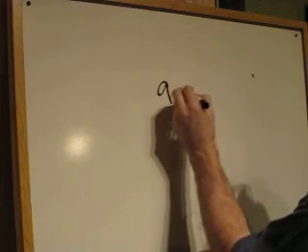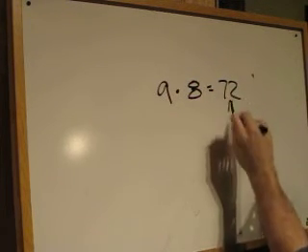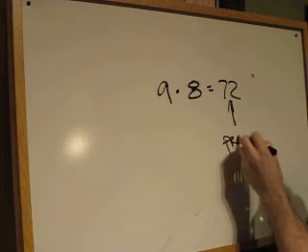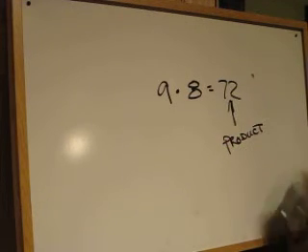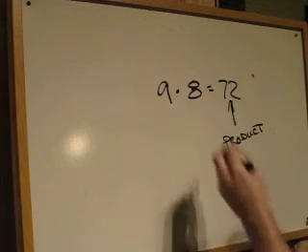So anyway, in a multiplication problem, we have our answer, and we call the answer a product. Just like in addition, you call the answer a sum, and in subtraction, you call it a difference, and in division, you call it a quotient. Well, in multiplication, it's called a product.